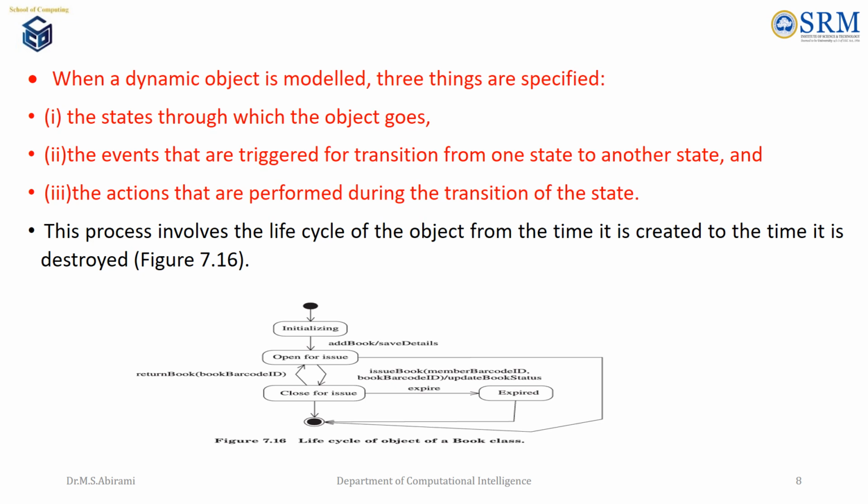it is destroyed. In figure 7.16, the life cycle of an object of a book class, we are initializing it and it is open for issue, that is, add book or save the details. Then it is closed for issue. Once it is open, that is, issue book with member barcode ID and book barcode ID, which is required, and we can also update the status. Then after the closed state, either the book will be returned to the library by the member, or it is going to expire. So this is the entire life cycle of an object of a book class.